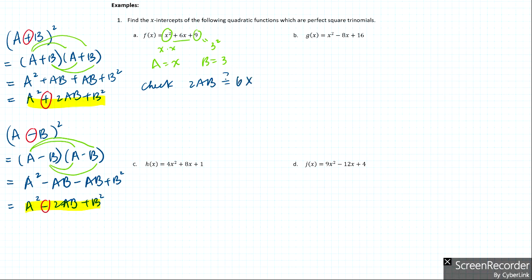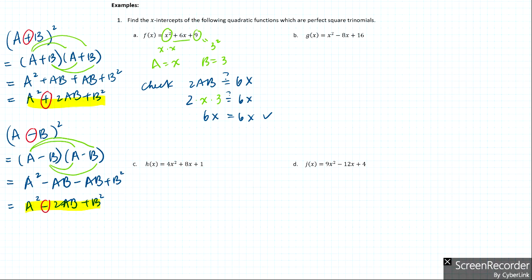Now if we plug in the information we have, we know a is equal to x, so I'm keeping the 2. A is equal to x, b is equal to 3, and we want to check whether that's equal to 6x. Here, if we multiply everything on the left, we have 2 times 3, which is 6, so we indeed have 6x equal to 6x. That means if I have this checked out, this is a perfect square trinomial.